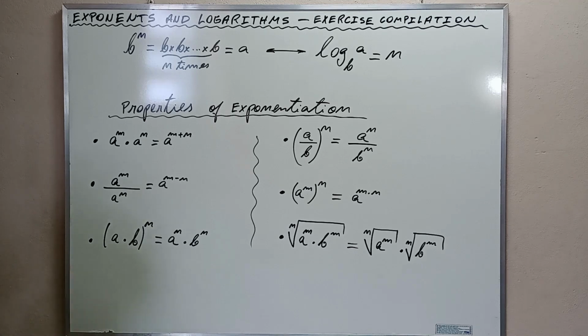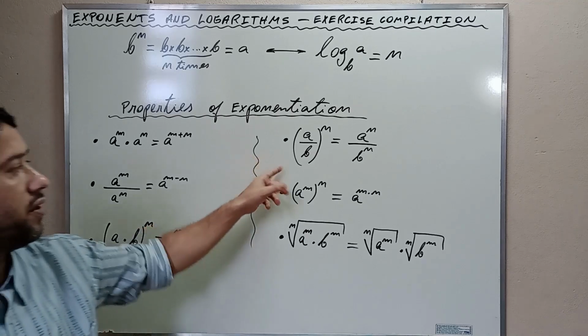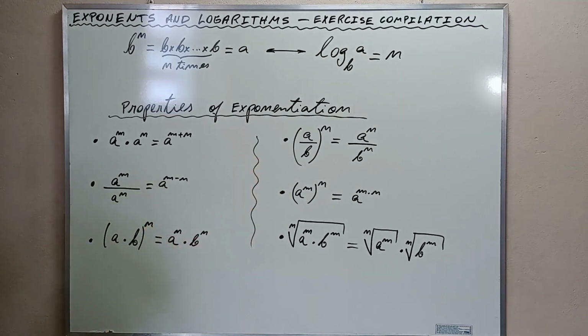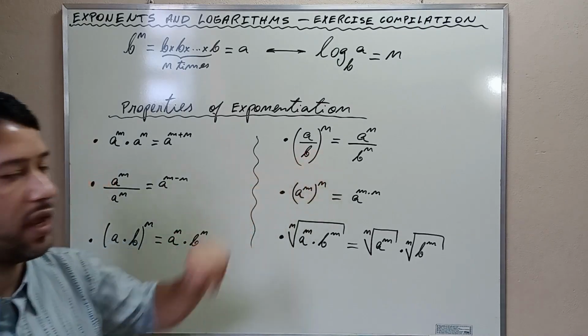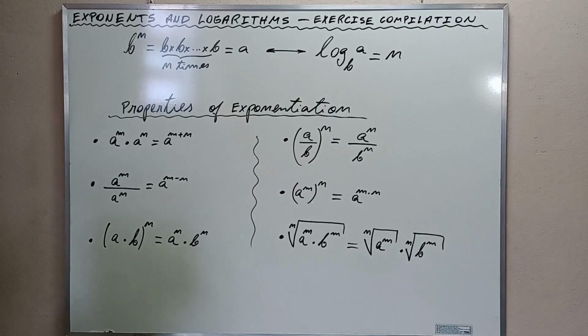Third property: a times b, raised to the nth power, is equal to a to the nth times b to the nth. Likewise, a divided by b, to the nth power, is equal to a to the nth divided by b to the nth.